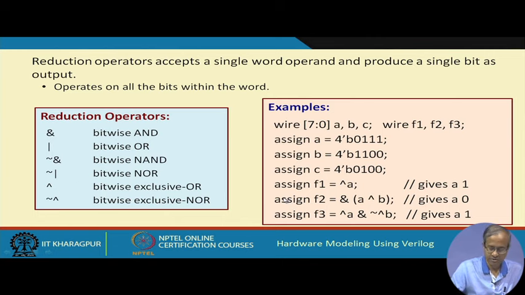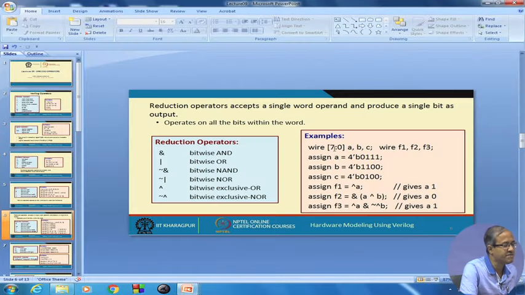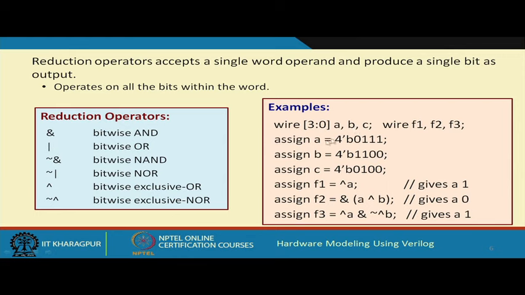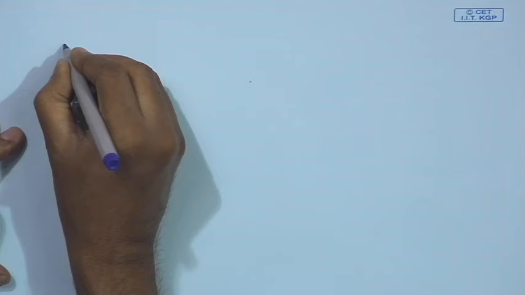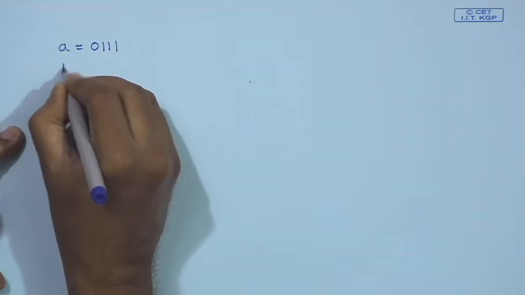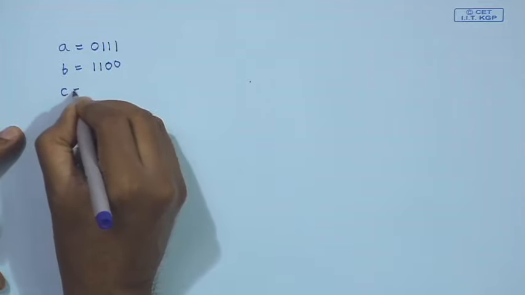Some examples are shown here. We have defined 3 words A, B, C, these are vectors of size 8, 7 to 0, and we have also declared 3 single bit variables f1, f2, f3, and A, B, C we have just initialized with some value. For this example, you can assume that instead of 7 it is 3, so it will be easier to understand. Let us assume these are 4 bit numbers. I am initializing A, B, C with 4 bit constants: A is 0111, B is 1100, and C is 0100.